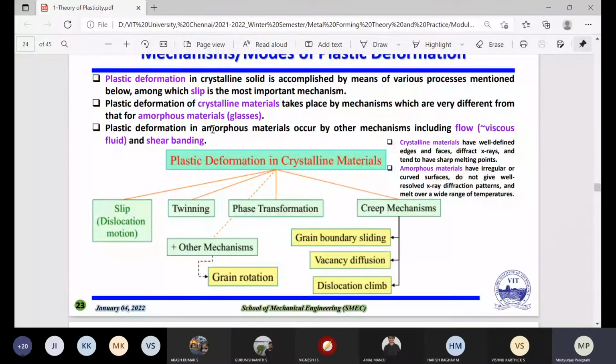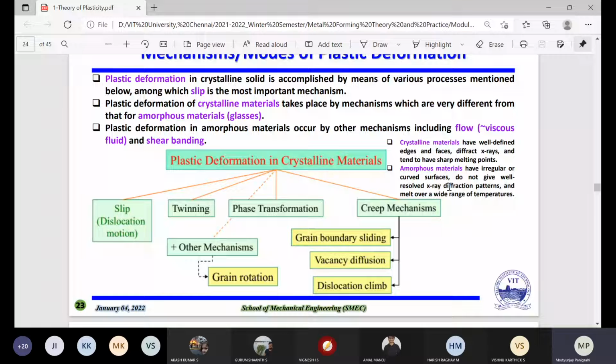Yeah, so what I mentioned here, the plastic deformation in crystalline. Because you have to understand, there are two kinds of materials we are thinking about: the crystalline material, and the amorphous material. I don't know whether you know or not, so I put a small definition of how to define crystalline materials. They have well-defined edges, they diffract X-rays, and tend to have a sharp melting point. Any kind of material, for example copper or silver, is known as a crystalline material.